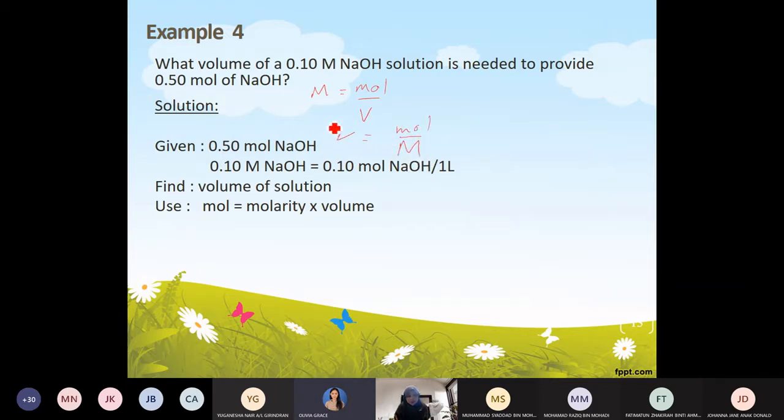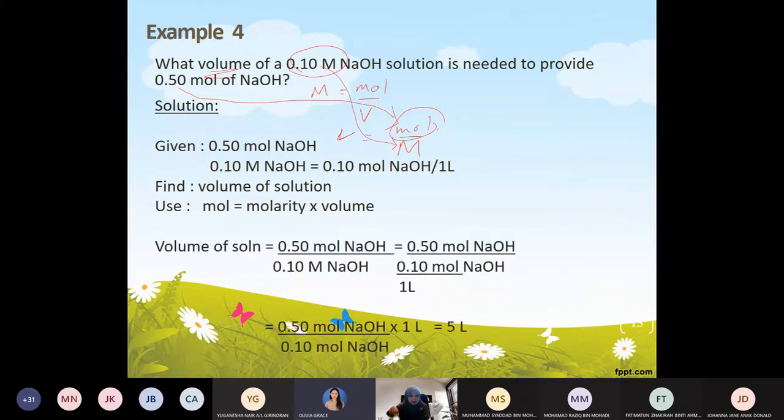Okay. So now, next, what should we do? Okay, kita dah ada diberi apa information kat sini. Kita ada mol. Okay, we are given the mol. We are given the molarity. So dapatlah kita solve volume. Ni, volume. Okay, so the answer is 5 liter.